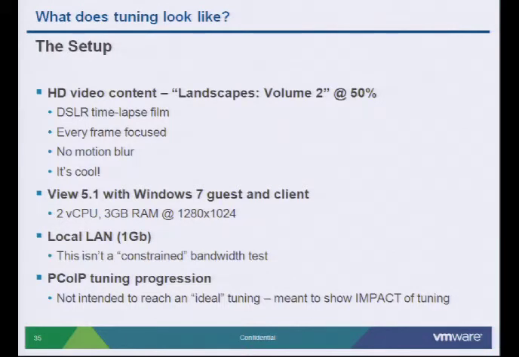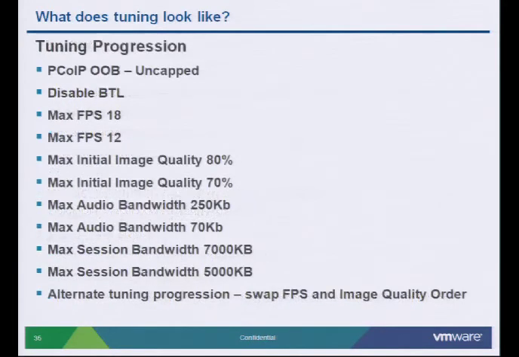I've had to watch this video probably 1,000 times. I'm going to ask you to watch it a lot of times, so it needs to be material that you get excited about watching. The rest of it is pretty standard: Windows 7 guest and client, local LAN. This wasn't about constraining bandwidth except in the tuning. And then I went through this tuning progression, and this is cumulative.